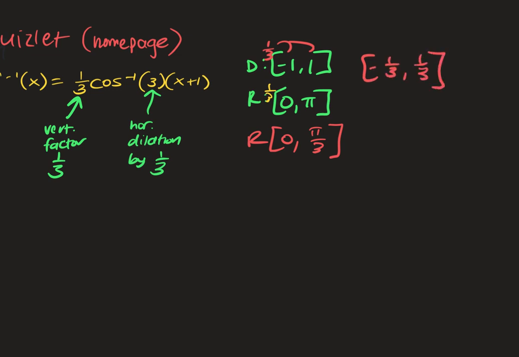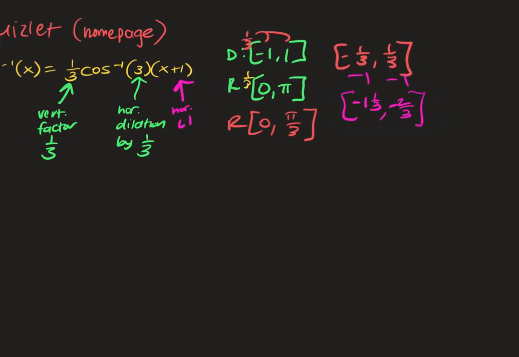Then next to that, your x plus 1 inside the parentheses affects what? Domain, because it's a horizontal shift. In which direction? Left 1. So if I'm going left, I'm going to move these left. So -1 and -1/3. And then -1 minus 1/3 would be -2/3. Yeah, remember, stretch before you move. Stretch or shrink before you move.